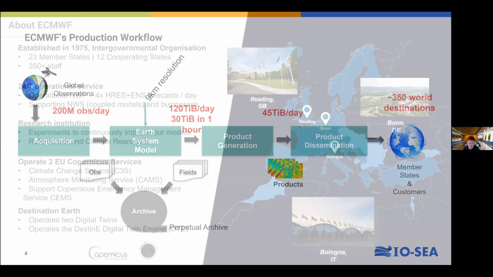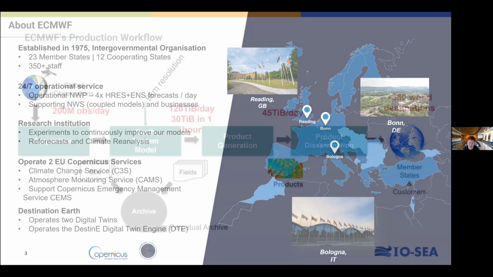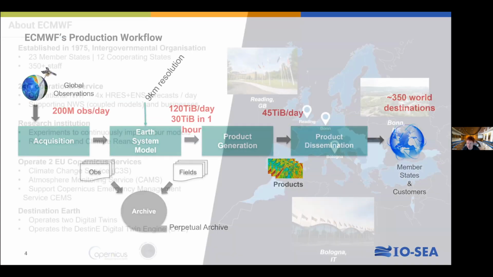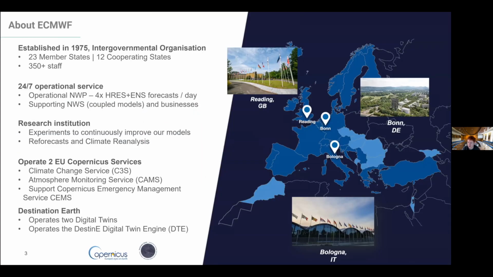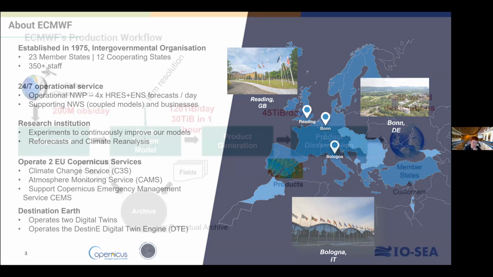We're a 24/7 operational service that runs global weather forecasts. So our remit is global medium range, which means up to about 15-day forecasts. These global models feed into member states models around Europe. So the UK Met Office, the German DWD, for example, they all use our global forecasts, usually as seeds, boundary conditions for their regional forecasts.